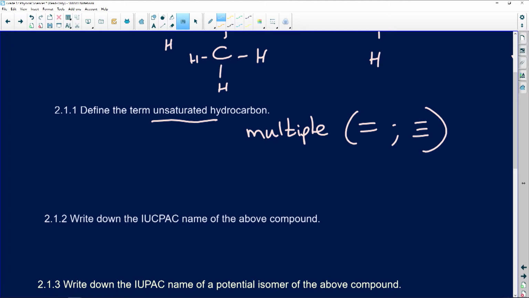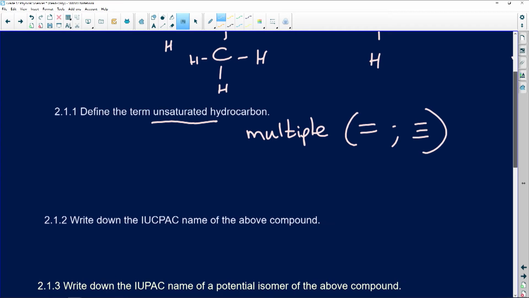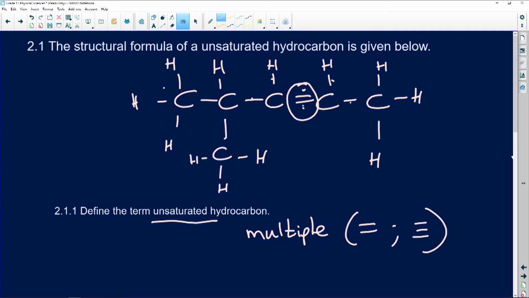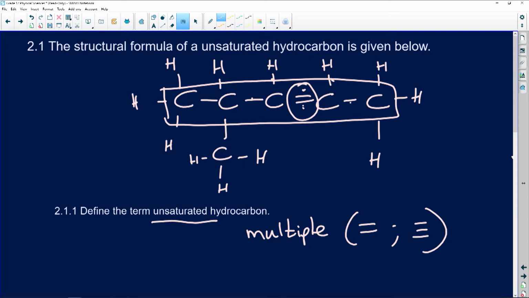Write down the IUPAC name of the above compound. Okay, ladies and gents, what we've got to do here is always identify the longest chain. That is critical. The longest chain is what we refer to as the parent chain. So we need to have a look at how many carbons are in the longest chain. Now don't forget the double and triple bond must be in the longest chain. Maybe it had a bit of a branch and the double bond was somewhere down below. It has to be in the longest chain, so always make sure of that.